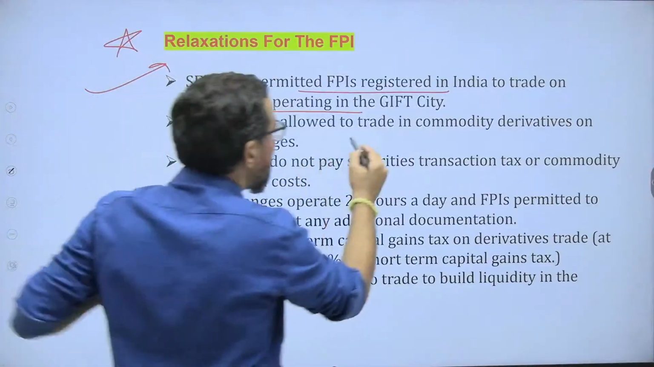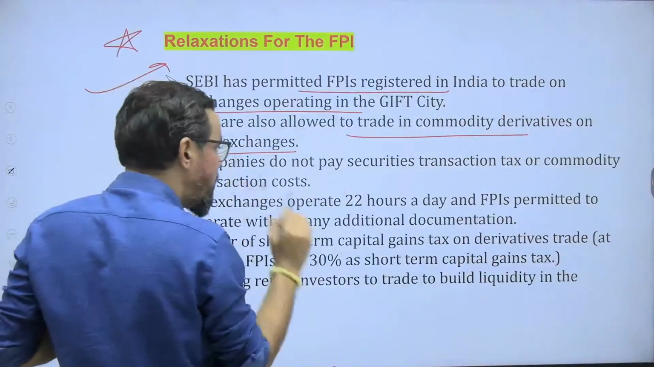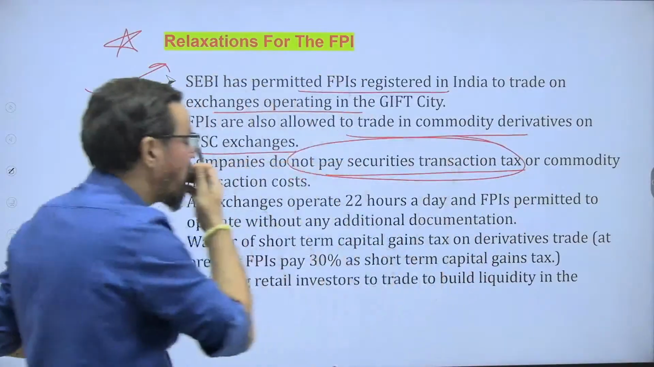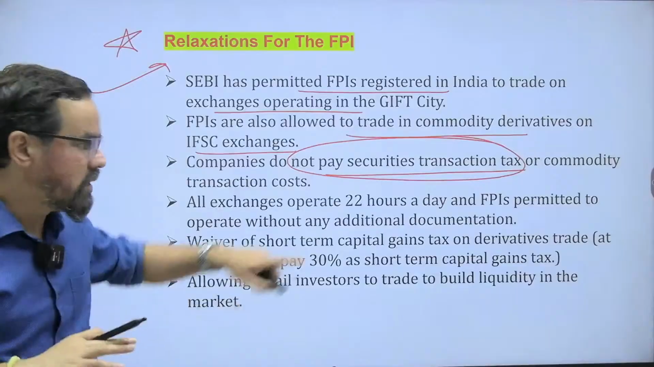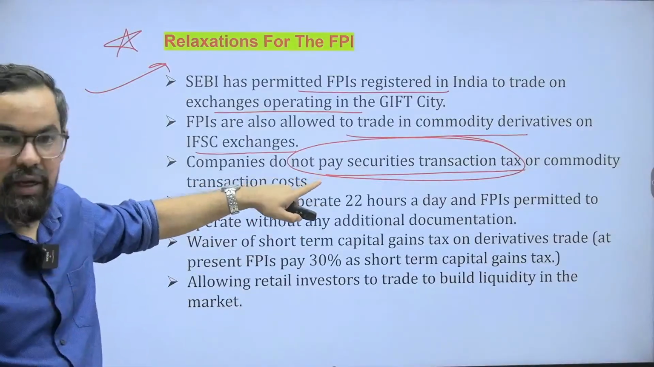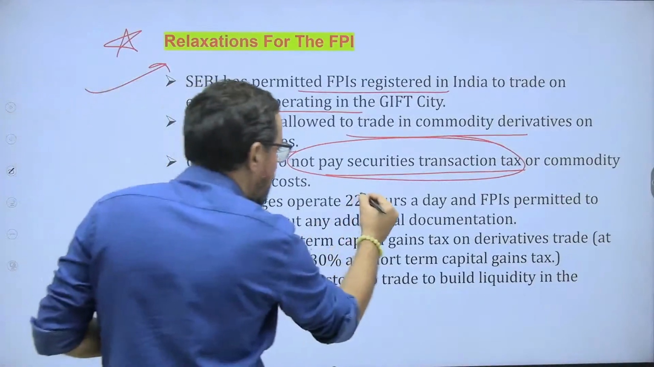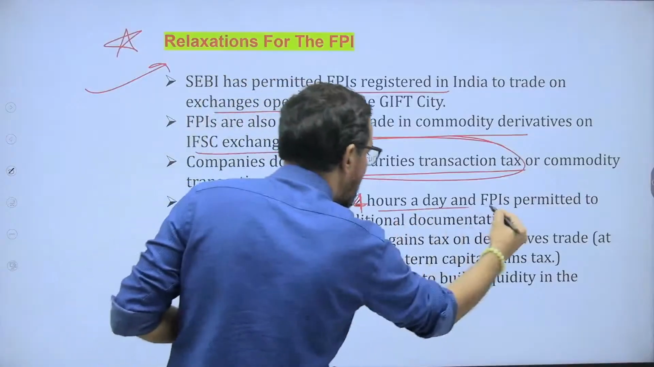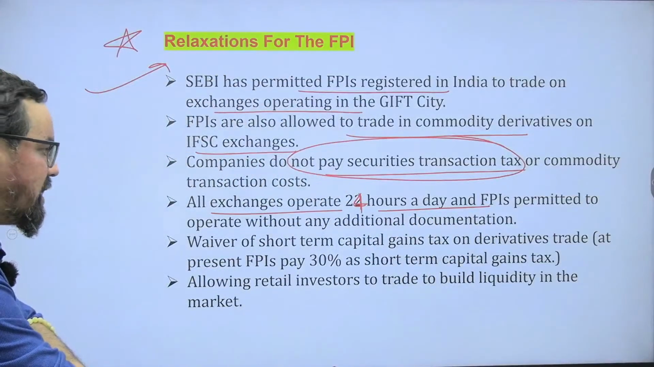FPIs are also allowed to trade in commodity derivatives on the IFSC exchange. Companies do not have to pay securities transaction tax or commodity transaction tax. So if you are an FPI investing here, you do not have to pay CTT and STT. That is a very good thing for them. And it is operated 24 hours a day, all exchanges operate 24 hours. FPIs are permitted to operate without additional documentation.